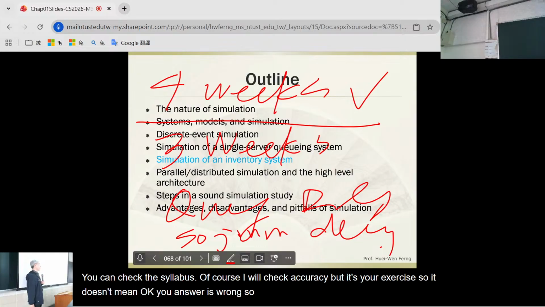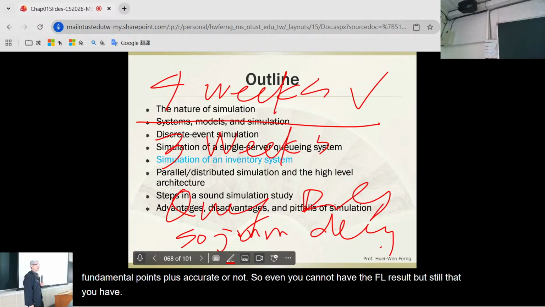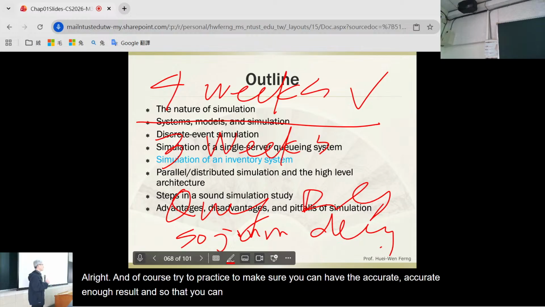I will already have some fundamental points, accurate or not. So even if you cannot get the accurate result, you still have enough points. And of course, try to practice to make sure you can get an accurate enough result, so that you can have high scores or more points for the programming assignment.